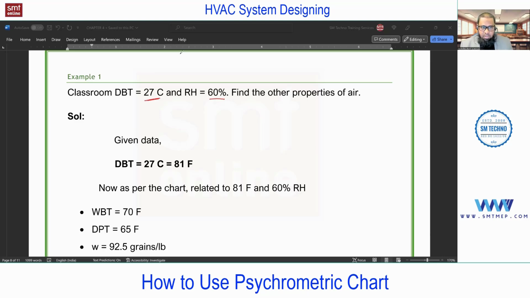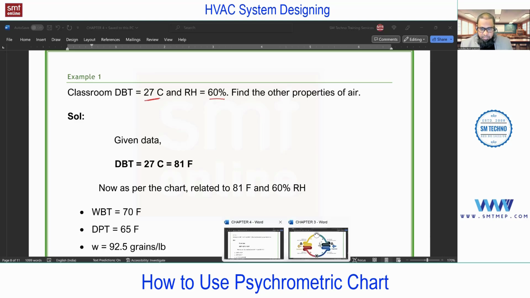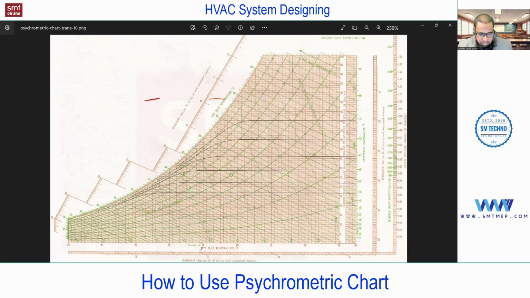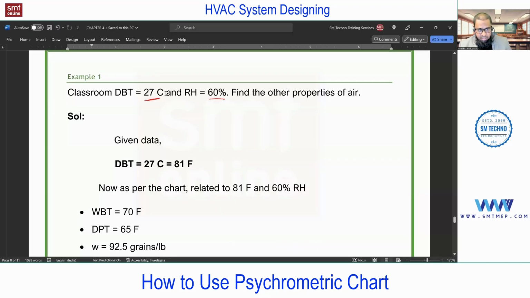And the chart I'm using on screen is based on the English system. You see 70, 80, this is the English system. You can find the metric system. I'll share the software with you, already I shared the software. Under SMT software, you can find the psychrometric software. But this is a manual psychrometric chart taken from a train, in the English system, so quick conversion is required. 27 degrees centigrade, if you convert into Fahrenheit, you know the conversion already discussed: F equals 1.8 C plus 32. So I got 80 point something, rounded off to 81 degrees Fahrenheit.